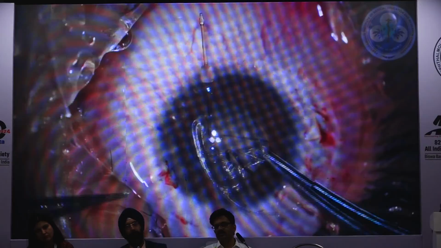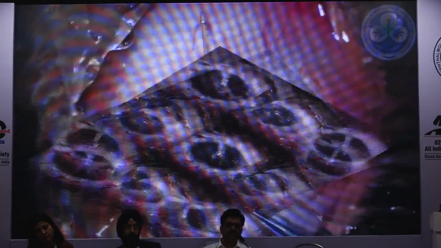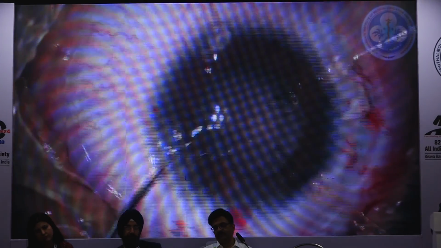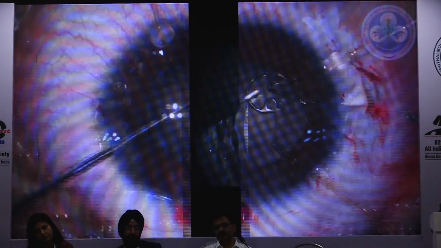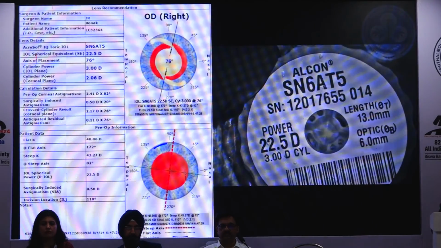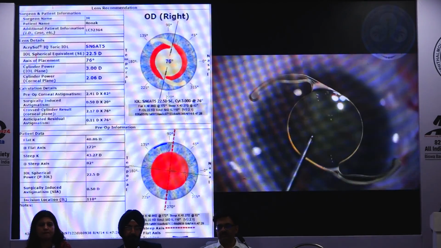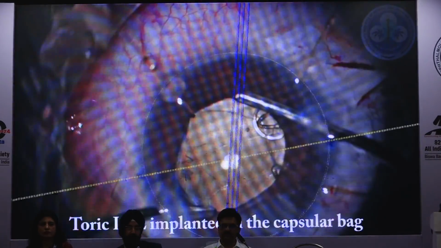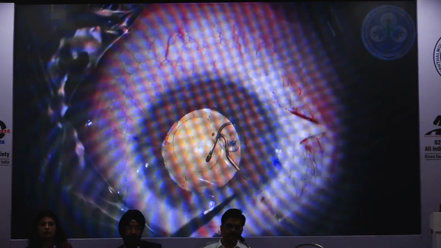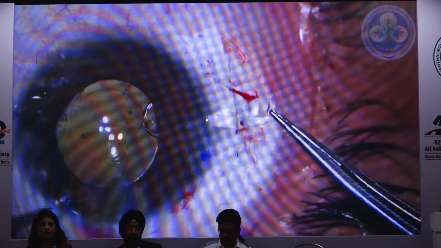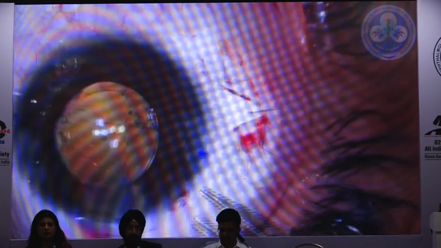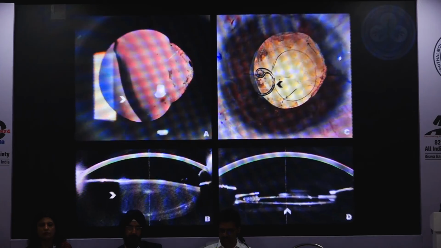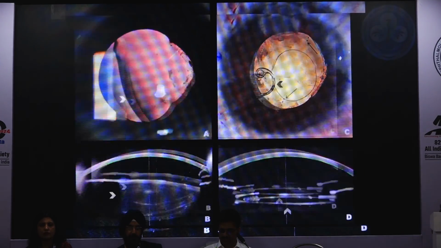And Sioni ring is implanted into the capsular bag, to achieve the perfect centration of the IOL in the bag. So here we are using toric IOL, using Callisto, and this is after implantation of IOL in the bag, and now we achieved excellent centration. This is to show the before surgery and after surgery implantation of the IOL.